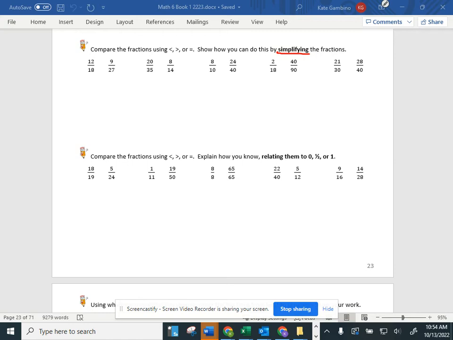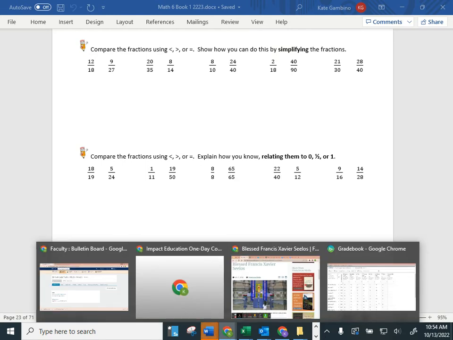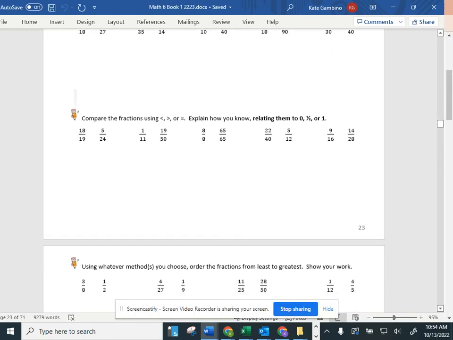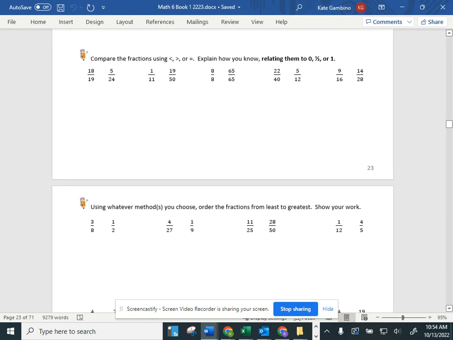Any questions on how to simplify the fractions to compare them? All right, so our next one is what we just did yesterday, looking at them related to 0, half, and 1. So I'm going to look at this and say 18/19, what is that closest to? 0, half, or 1? 1. Isabel? 1. What is 5/24 closest to? 0, half, or 1? 0.